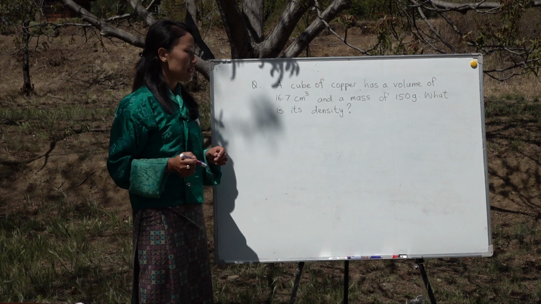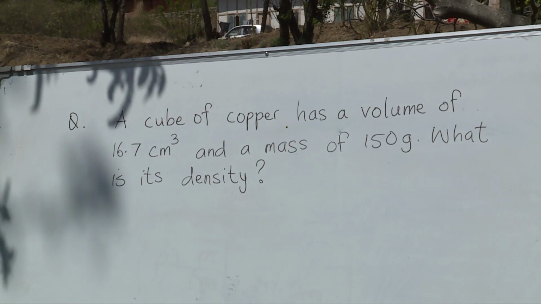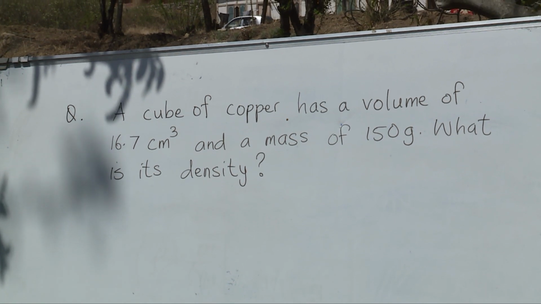Now what we are going to do is apply all these things that we have learned and solve a numerical question. Usually students find problem in solving the numerical question, but the truth is if you understand the question, it's really fun. So today I'll show you how to solve a numerical question on density. If you look here on the board, a cube of copper has a volume of 16.7 cubic centimeter and a mass of 150 gram.